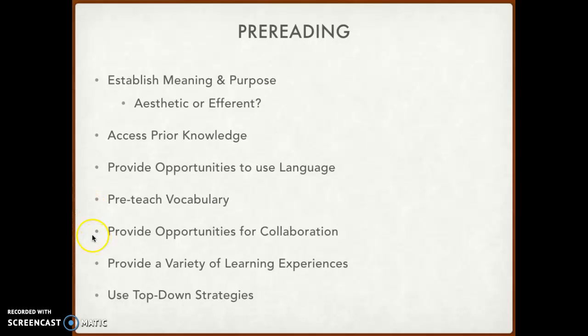Provide opportunities for collaboration. We want them to discuss in groups about the content and the topic they will be jumping into. We need to provide a variety of learning experiences. So this could be going on a field trip to the Museum of World History before we read about world history, or read a supplementary text that leads us into our larger main text for the unit.